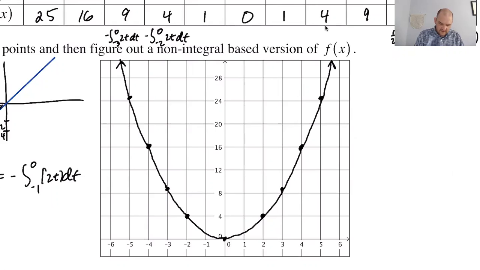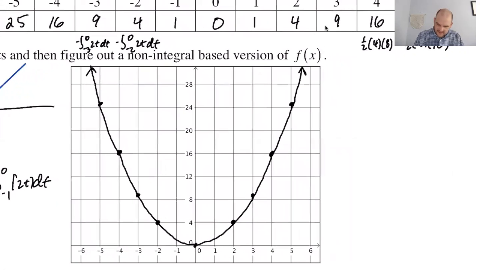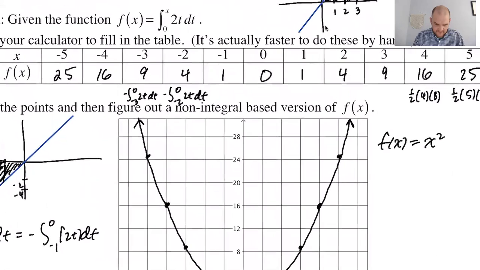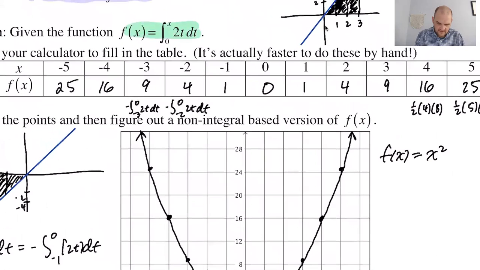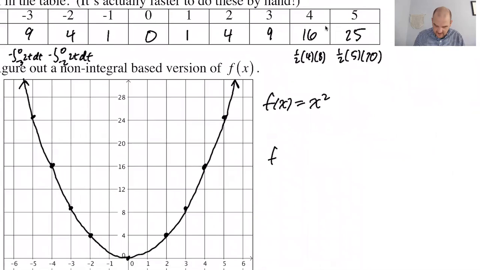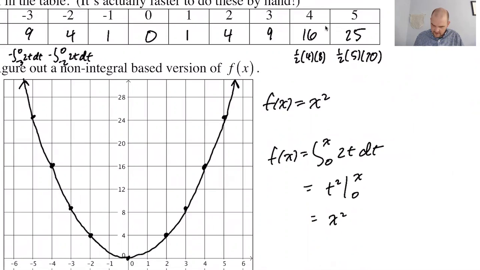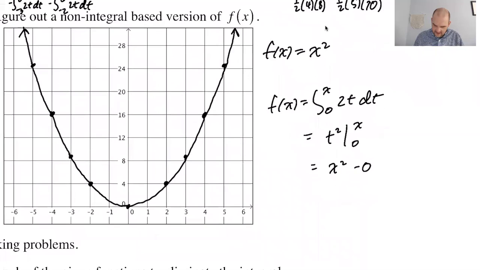All right, what does this look like? Well, this to me looks like f of x is actually just x squared. Is f of x x squared? So f of x is defined to be this. What I could do is say that f of x is the integral from 0 to x of 2t dt. So the fundamental theorem tells me that would be t squared from 0 to x, which would be x squared minus 0. So f of x is in fact x squared.